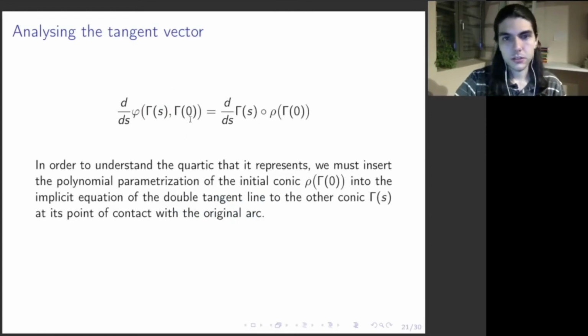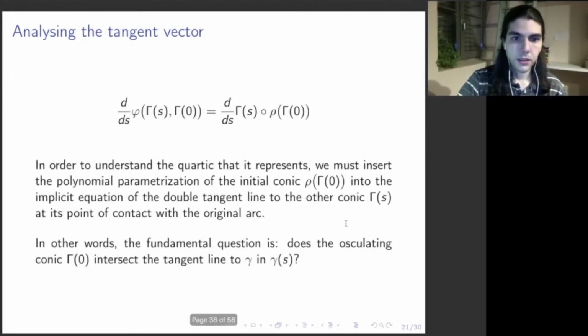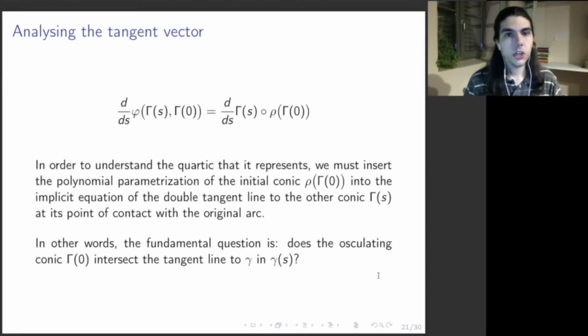Well, the expression, as I said, of the tangent vector of this path is given by that. And in order to understand the quartic that it represents, the tangent vector, what we have to do is insert the polynomial parameterization of the initial conic, which we already have. So we only ever need the polynomial parameterization of the first conic. This is really practical. And then we should input that in the implicit equation of the tangent line. We picked gamma, we chose a way to parameterize gamma after taking that function lambda, such that this is really simple. This is just the implicit equation of the double tangent line at the point of contact. Right. In other words, the fundamental question is, does the osculating conic, the first one, gamma 0, intersect the tangent line to gamma at gamma of S? Because if they intersect, then this would have a 0, right?